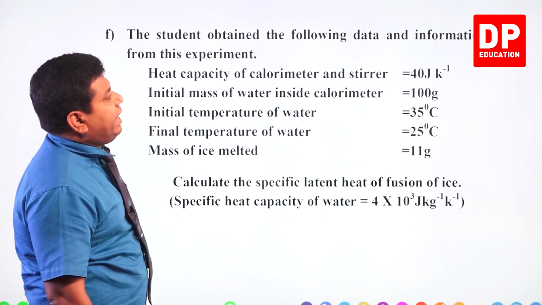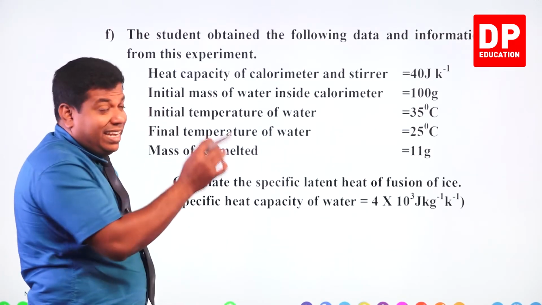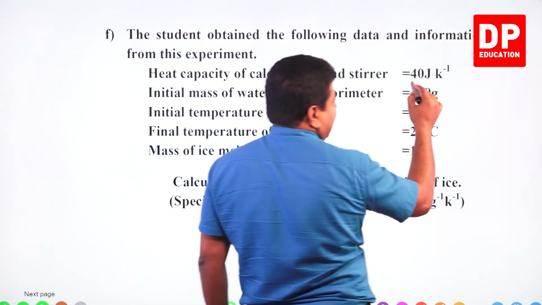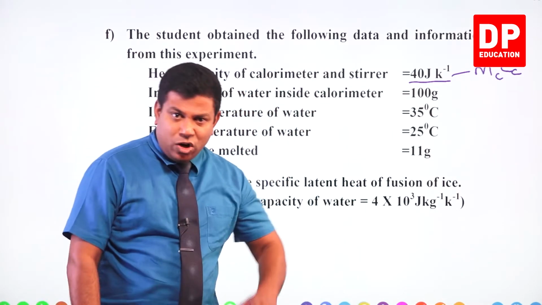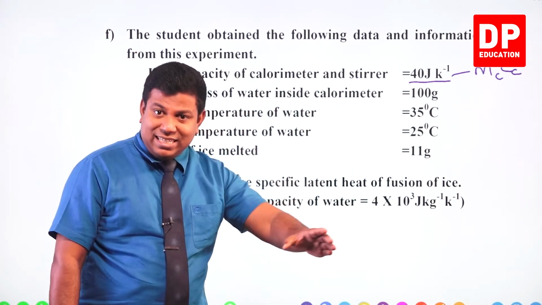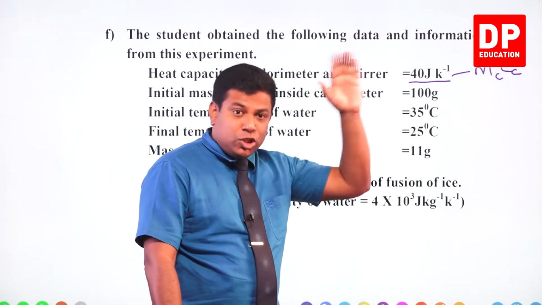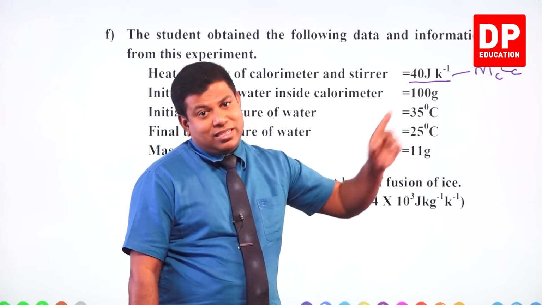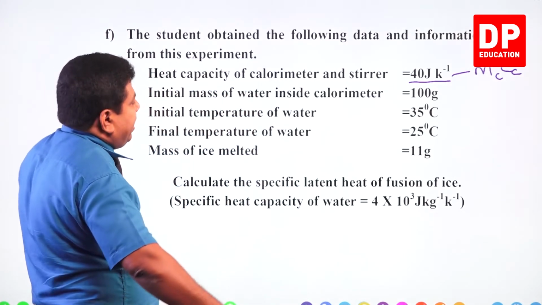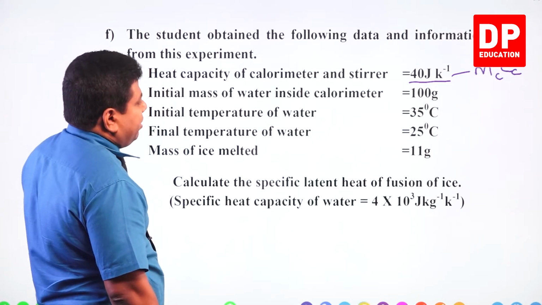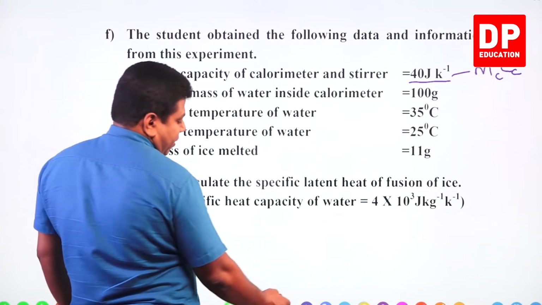The student obtained the following data from this experiment. Heat capacity of calorimeter, not specific heat capacity. Heat capacity means this is MC. They have given MC itself, not C. Specific heat capacity is C, but they said heat capacity. And look at the units also. If it is specific heat capacity, it is joule per kilogram per Kelvin. But this is joule per Kelvin. Per kilogram is not there. Initial mass of water 100 grams. Initial temperature 35. Final temperature 25. Mass of ice melted is 11 grams. Calculate the specific latent heat of fusion of ice.